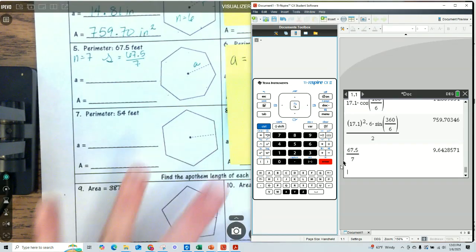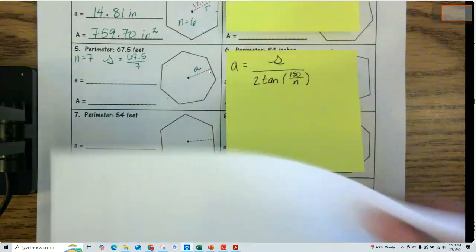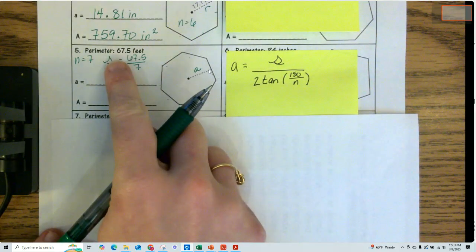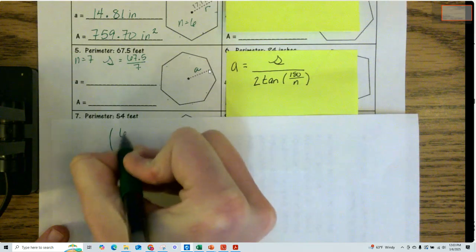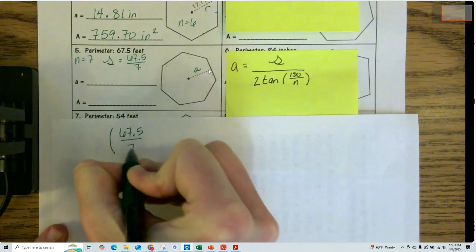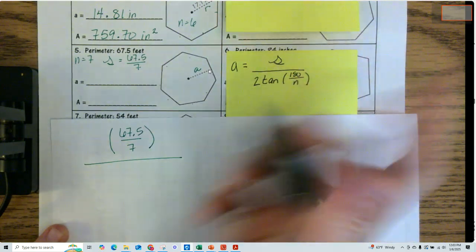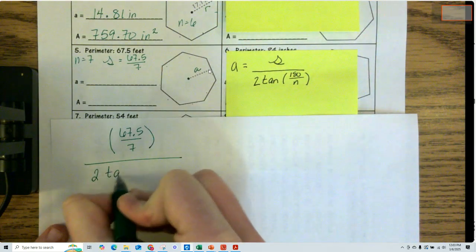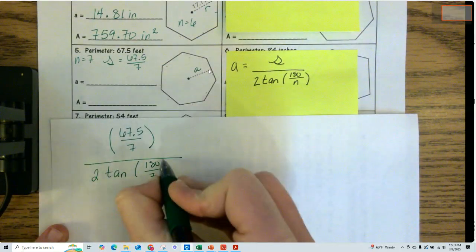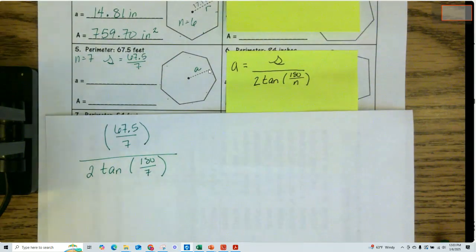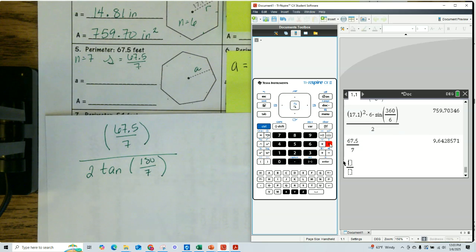All right, so if I want to find the apothem, we're going to use this formula. So the S goes on top. We've got a fraction. We can put a fraction on top of a fraction. I'm just going to stick it in parentheses. Okay, that's that S. And now I can write this bottom part: 2 times tangent of 180 over n. N is 7 sides. So it's kind of crazy with all those fractions in there, but your calculator will do it and it will look just like that.